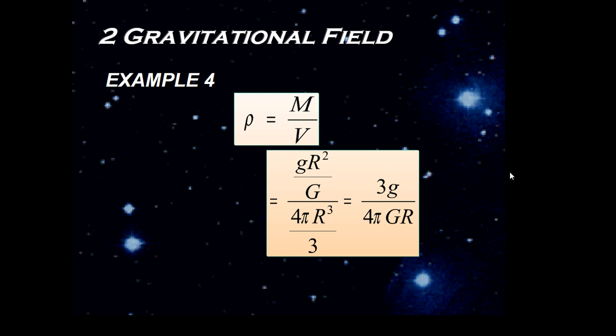The G's and the R's are specific. This G here is specific. It refers to 9.81. It's not a variable g that changes as you go further away.